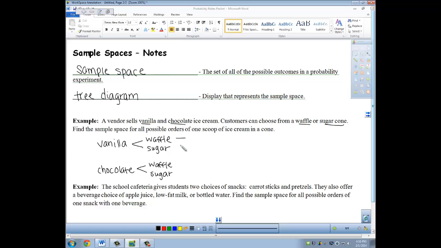So then our sample space is just them put together. So we could get vanilla, I'm going to put V for vanilla, and a waffle cone. You could get vanilla with the sugar cone. You could get chocolate with a waffle cone. And you could get chocolate with a sugar cone. This is our sample space. It's the only options that we can have. So if they were to ask you how many options, we would have 4 options, or 4 arrangements is another way to say that.